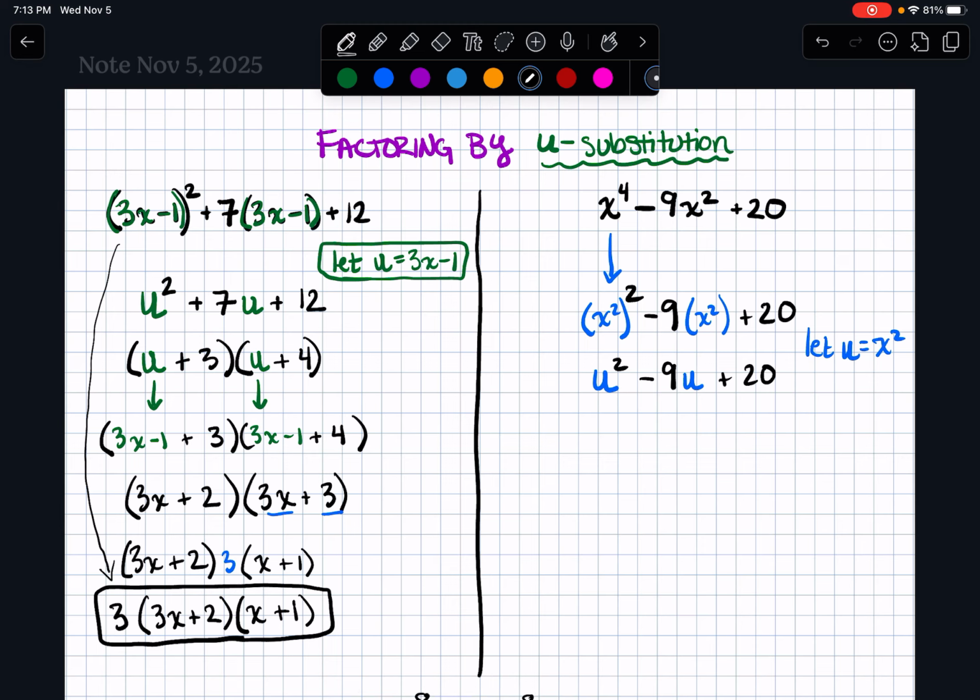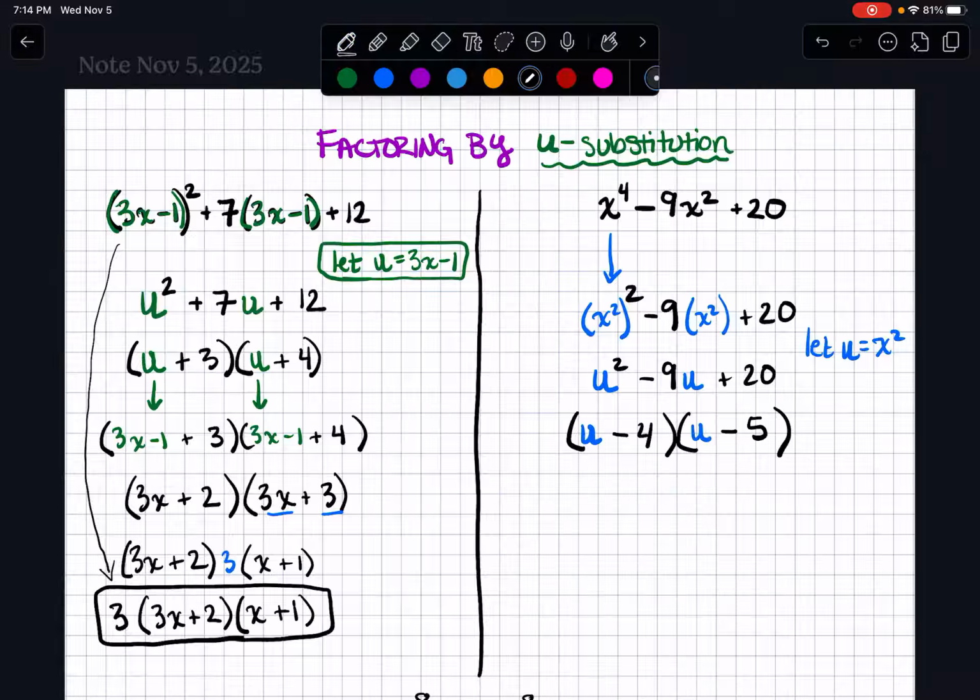So you can see in this problem, using u-substitution allows me to work with smaller exponents. I had all these large even exponents like x to the 4th, x squared. Using u-substitution lets me work with u squared and u, which is a little simpler, and then deal with my x squared at the end. So if I factor this, I'm looking for two numbers that multiply to 20 and add to negative 9. So that would be u minus 4 and u minus 5.